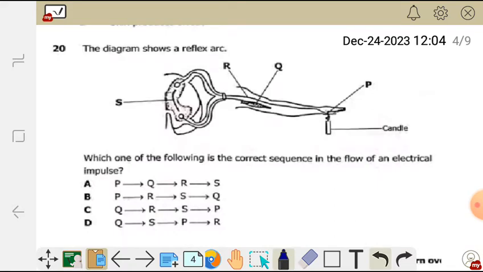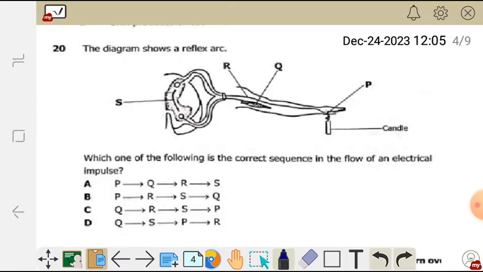Question 20. The diagram shows a reflex arc. Which of the following is the correct sequence in the flow of an electrical impulse? So we have the hand here, and then we have the section of the spinal cord there. This is a candle with fire, it has been lit. And then there is a hand. The hand has sensory receptors for pain. So sensory receptors are going to sense the heat there. Then from there, they're going to be passed.